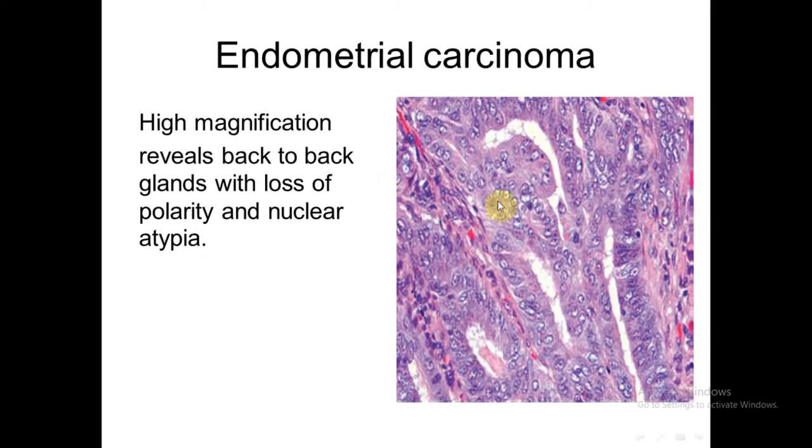Endometrial carcinoma. Here we can see glandular structures proliferation arranged in a closely packed or back-to-back arrangement with no intervening stroma between these glands. The lining of these glands is columnar cells with prominent features of malignancy, including nuclear atypia, loss of polarity, and prominent mitotic figures.